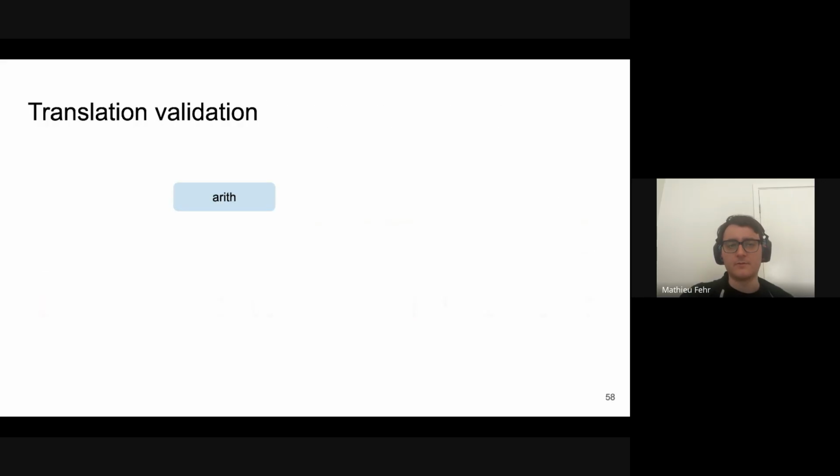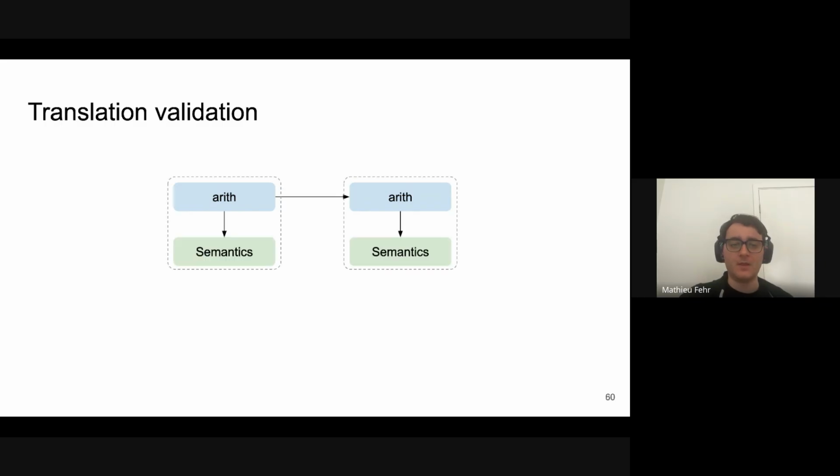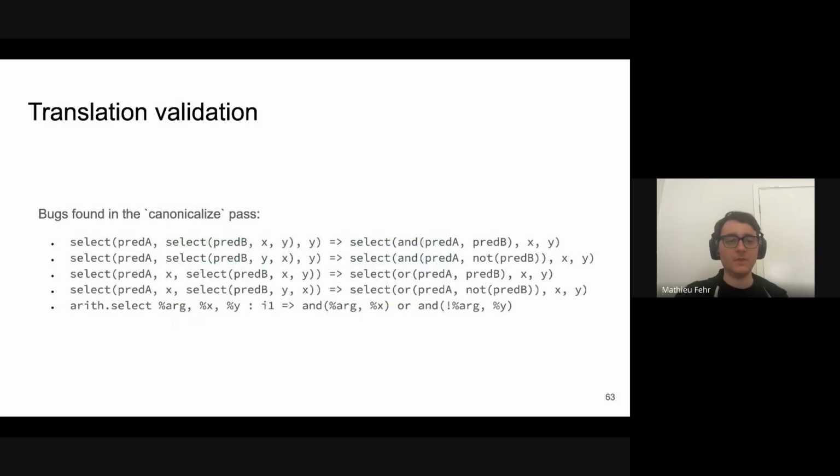For translation validation, we take, let's say, a program in Arith. We want to show that it was correctly compiled to an Arith program. We can also do it for other dialects. We can say that an Arith program was correctly compiled to an SMT program, let's say. We take both programs, the input and output programs, and compile them to our semantics dialect, which is a reusable component. After that, we do semantics optimization on the combination of these two programs, and we check that one refines the other, like one is equal to the other.